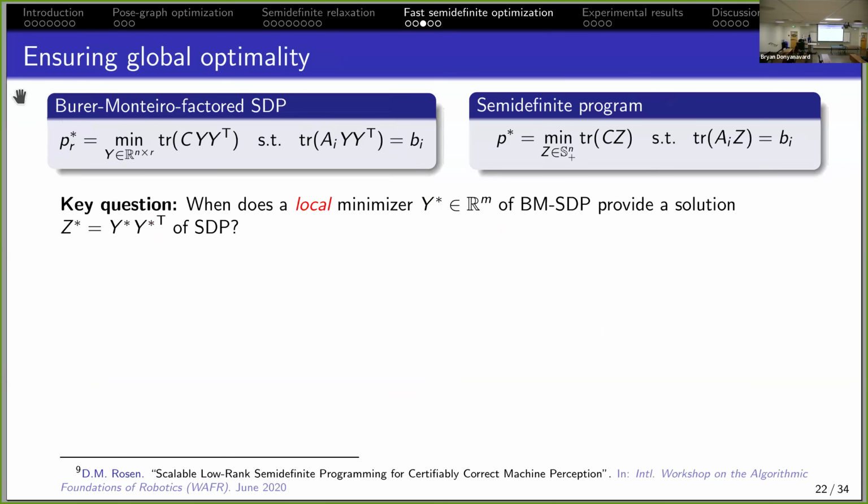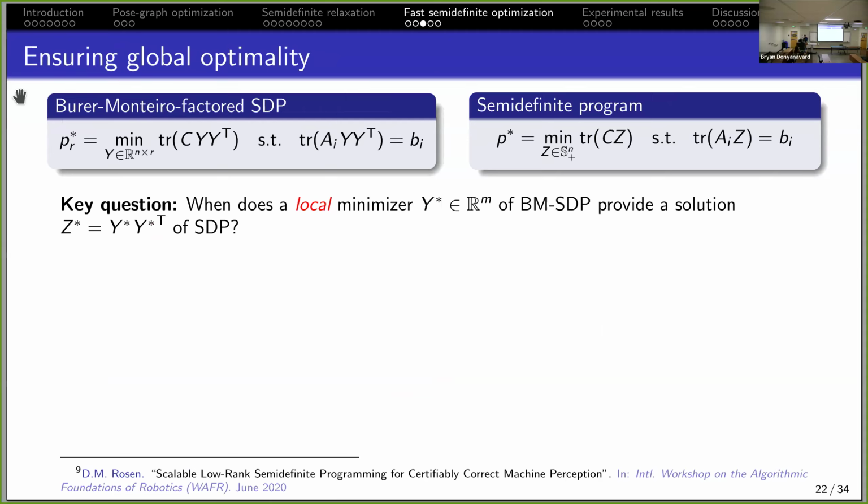Okay, so it turns out that we can solve these low rank nonlinear programs, but because they are non-convex, the question then becomes, what happens if you find a local solution? How do you tell if it's actually a solution to the SDP or not? And if it's not, what do you do, right? Because it is possible you can get stuck in a local minimum here, right?